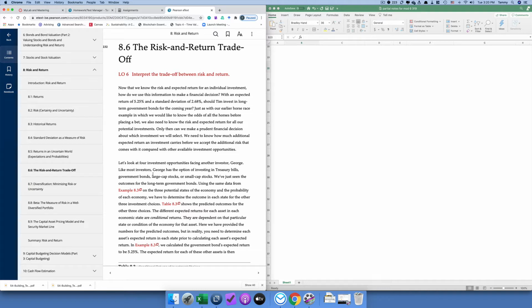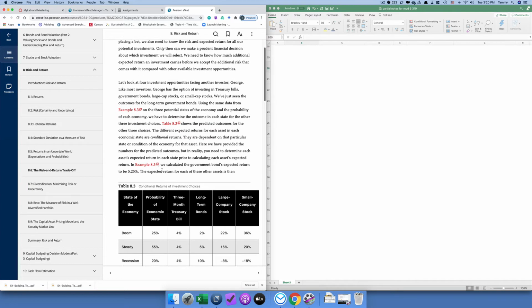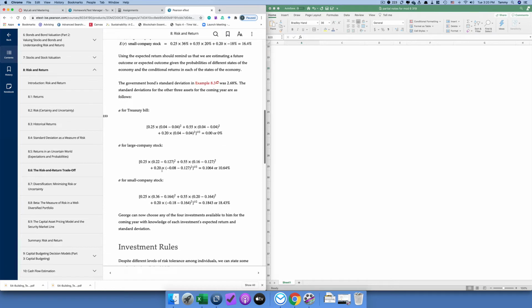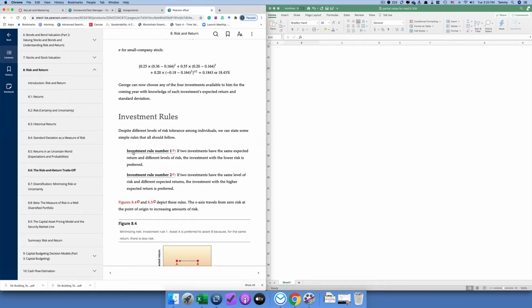And this section 8.6 here, really, it's all just getting to this idea of these two investment rules. Number one is, if two investments have the same return and different levels of risk, the investment with the lower risk is preferred. And conversely, if two investments have the same risk and different expected returns, then the investment with the higher return is preferred. So that makes sense, right?